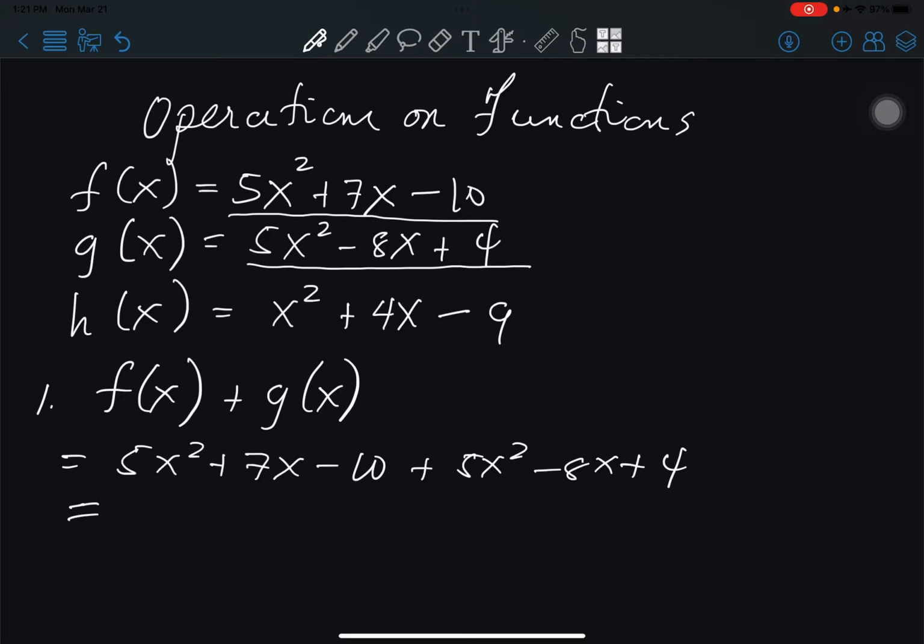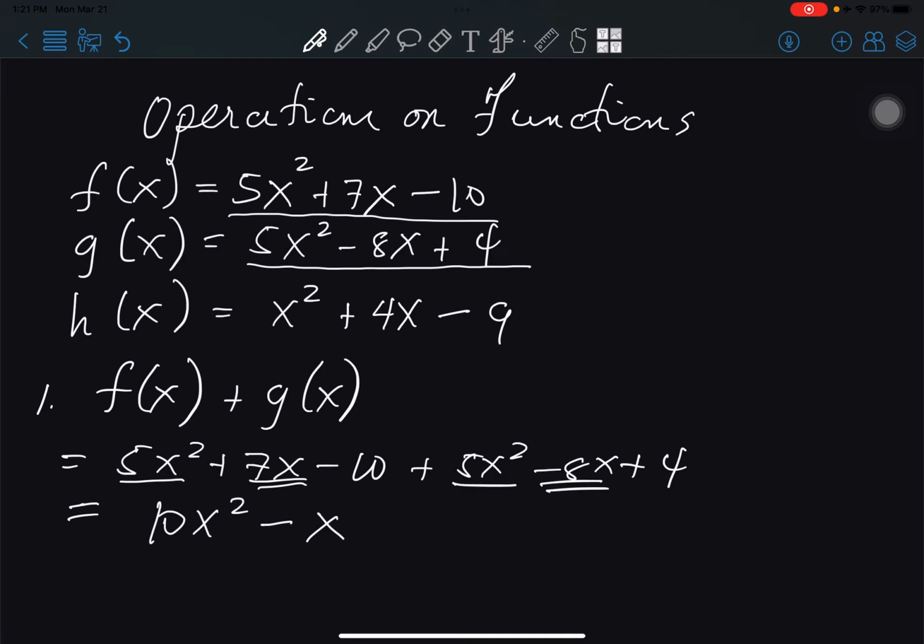So we are going to combine all the similar terms in our expressions here. So 5x squared will be combined with 5x squared. Adding both, we will have now 10x squared. Then 7x plus negative 8x, or you can say it as 7x minus 8x, will become minus x. Adding 7x and negative 8x will give you minus x or negative x.